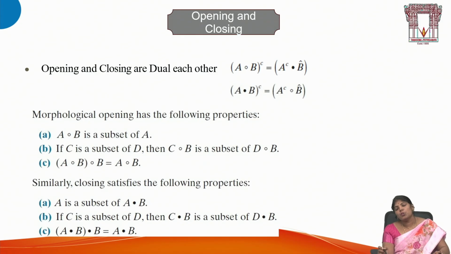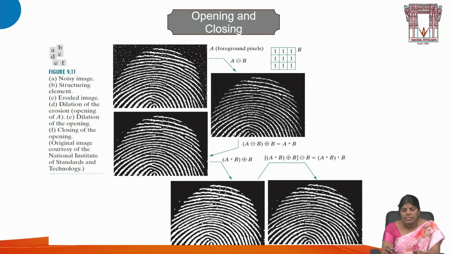And also both opening and closing are dual in nature. So you can take A opening B and take the complement. You will get the same result with A complement closing B reflection. Okay, this is the duality in nature. So these are some applications of opening and closing.